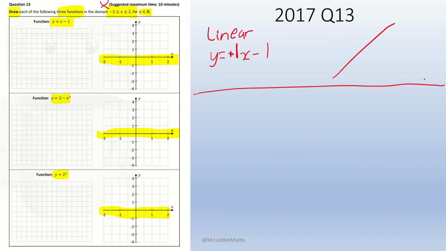One more piece of information, my -1 here. I know that my graph is going to cross the y-axis at -1, going on what we said earlier. So I'm just going to put that point in, and that point is right there on the y-axis. It's going to cross it at -1. So I know that already. So from what we've looked at before, we know those 2 pieces of information. I know that my graph is going to go up, and I know that it's going to cross the y-axis at -1. For my second graph, you've got y is equal to 2 minus x squared, and I know that that's going to be quadratic.